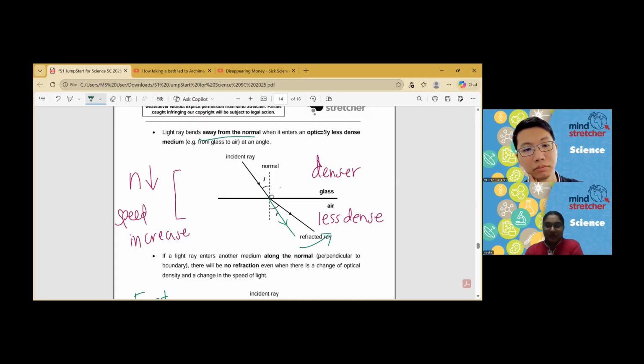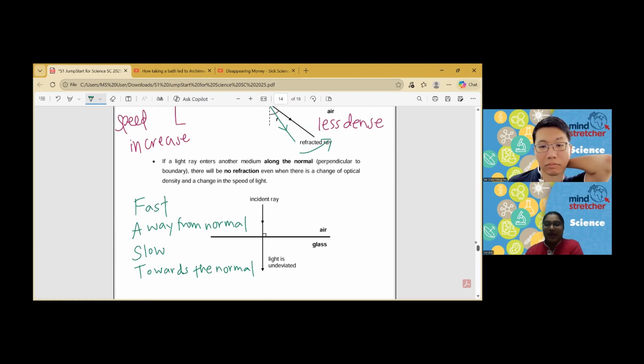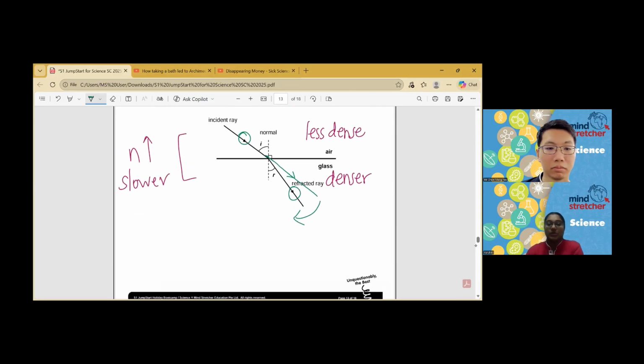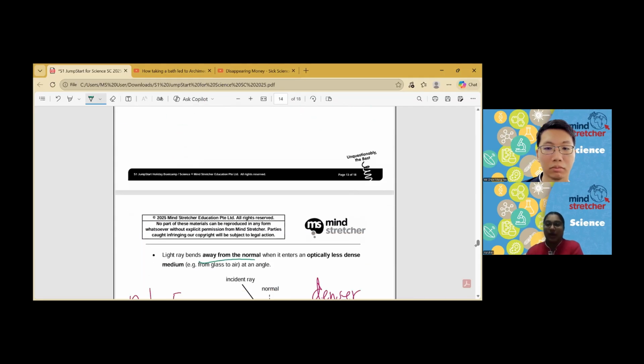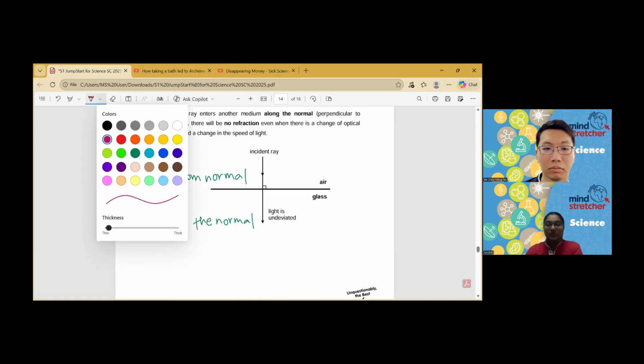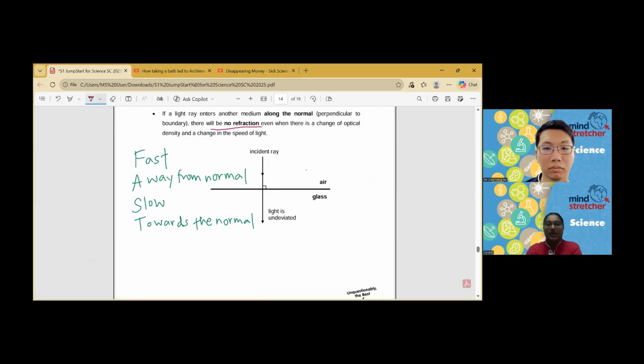So these are the two scenarios first. Then the next one: what's going to happen if light goes in straight? You can see here that there's no normal. All this while there's always been a normal, which is a dotted, imaginary line, always there as a guidance for you to know how to draw the ray that's coming out. In this case, if your incident ray is 90 degrees in, it's going to come out 90 degrees as well. So there will be no change, no refraction. Even when there's a change of optical density or change in the speed of light, because it's going along the normal, there will be no change in the direction of the light. So these are the three scenarios that you have to take note of. The best way to remember will be this acronym here. And if it's 90 degrees in, you can remember that it's 90 degrees out.